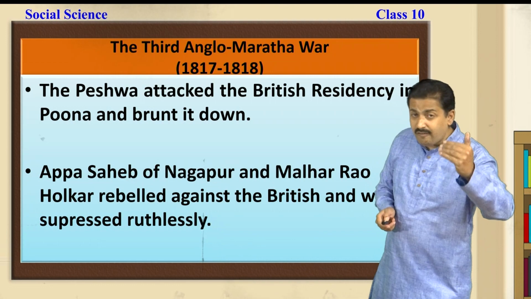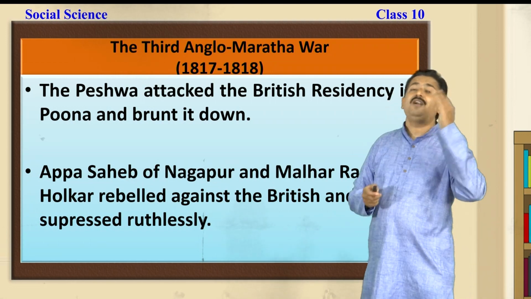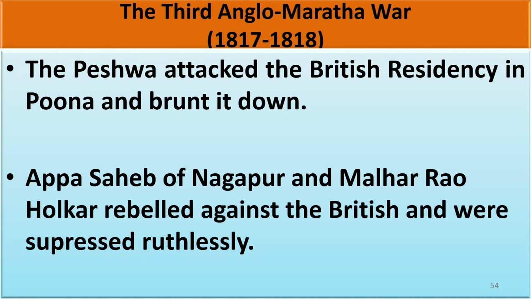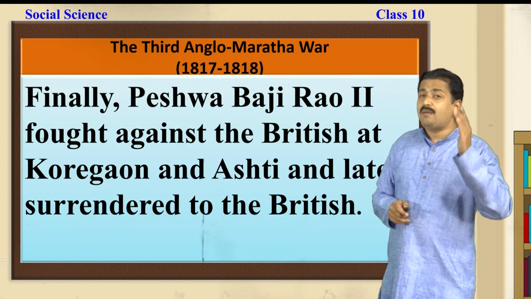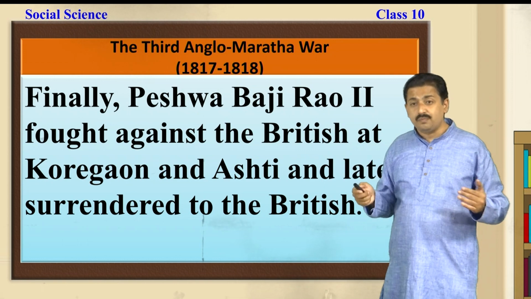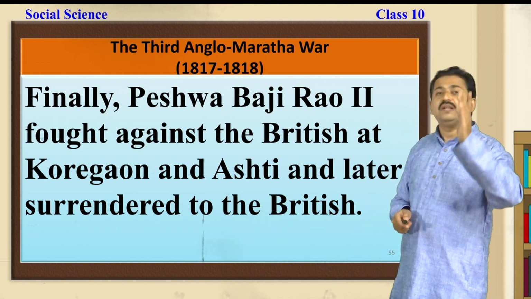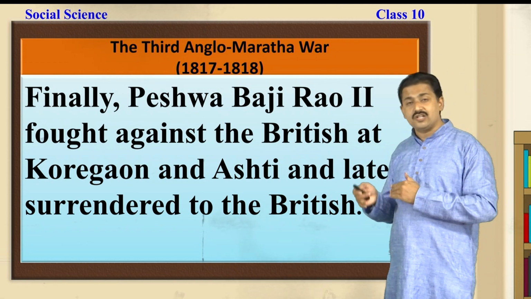With the support of Appa Saheb of Nagpur and Malhar Rao Holkar, they rebelled against the British. This is what we call the Third Anglo-Maratha War. Finally, Peshwa Bajirao II fought against the British at two different places. They are called Koregaon and Asti.